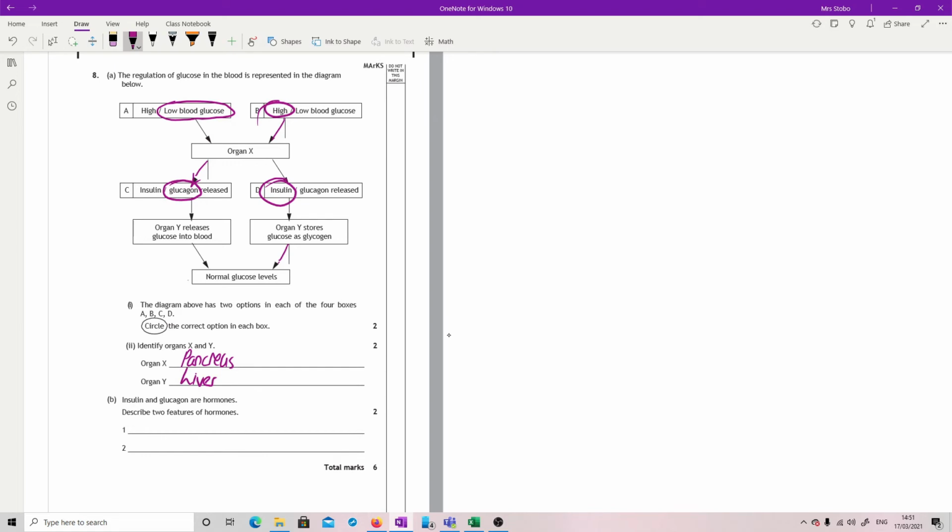Insulin and glucagon are hormones. Two features of hormones: you could go down lots of different routes of things that you can say about hormones. You should know that they are chemical messengers. You should know that they are produced by endocrine glands, which kind of ooze them out. They are carried in the blood.